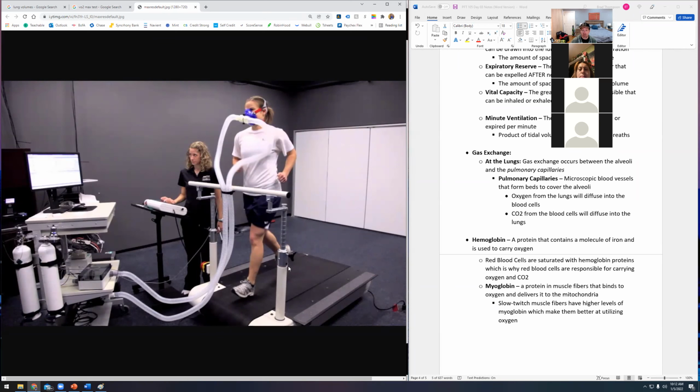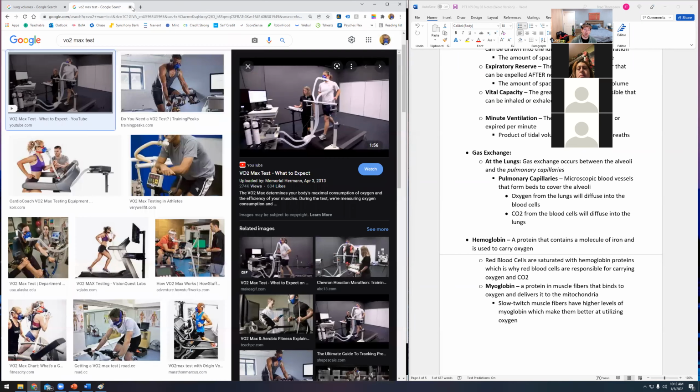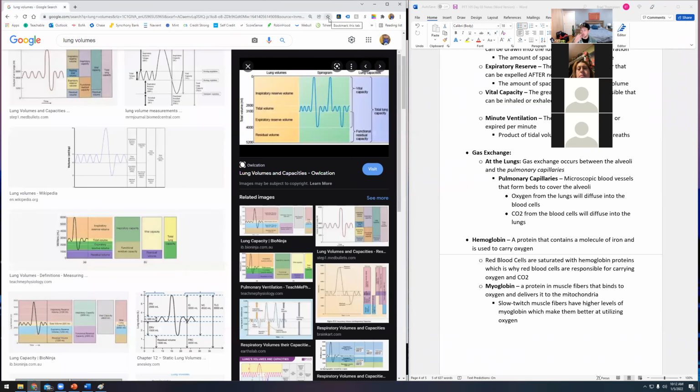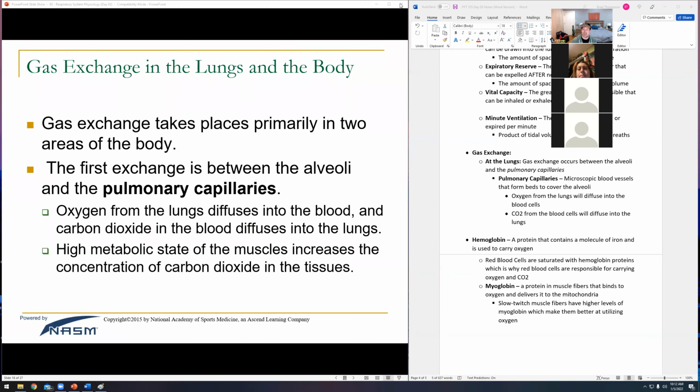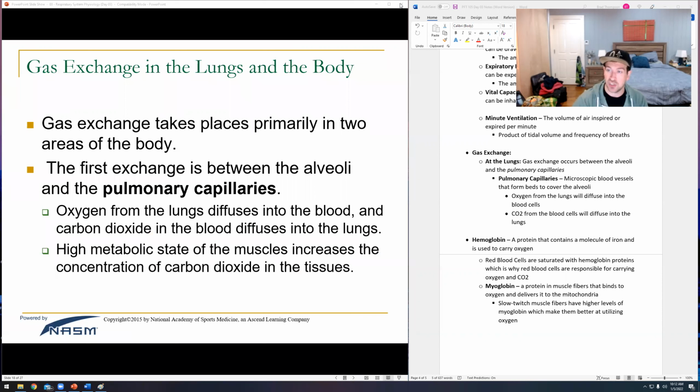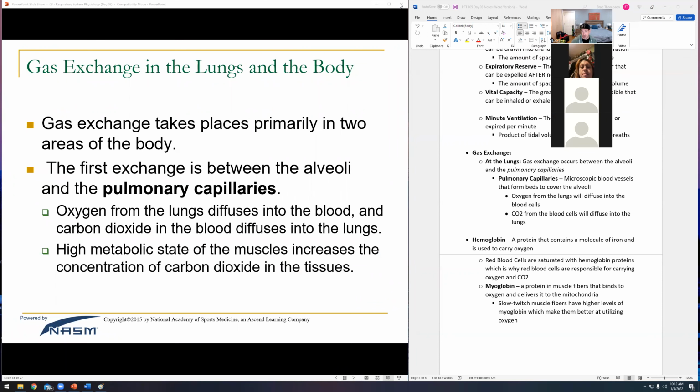And they'll get you fully as out of breath as you can possibly get. And you wear this mask, and that mask is going to tell how much carbon dioxide is leaving and how much oxygen is entering. And it will tell you what your volume of oxygen that you are consuming at max is. And that's what your VO2 max is.